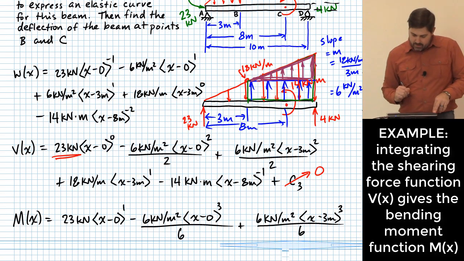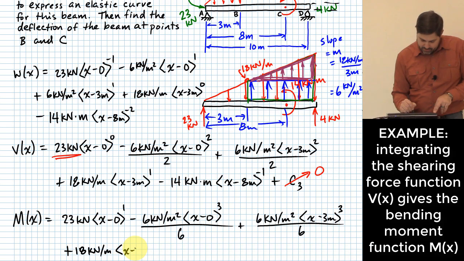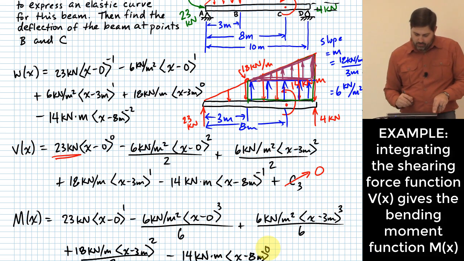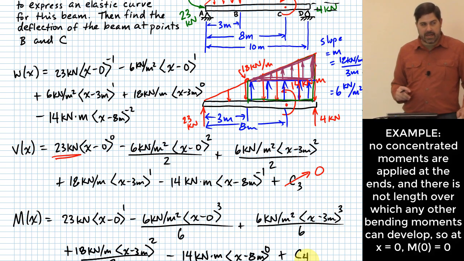All right. Now what? Plus 18 kilonewtons per meter, x minus 3 meters. This is now going to go to 2. This becomes 2 in the denominator. Then we do minus 14 kilonewton meters, x minus 8 meters, goes from minus 1 to 0. Okay? And again, like all good calculus students, what do we have to do here? Plus another constant. Is there anything we can do to figure out that constant?